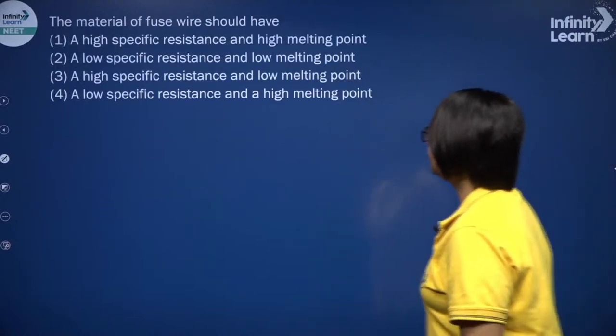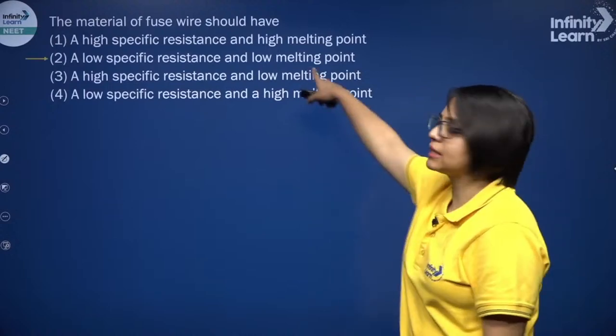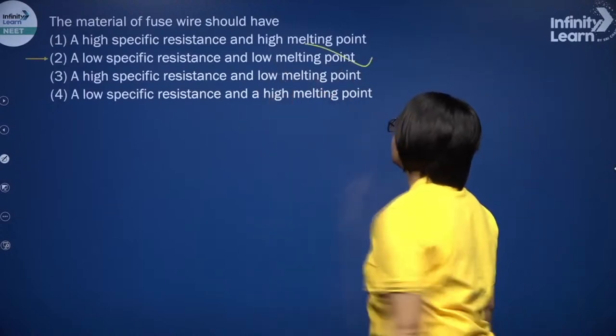Next is the material of fuse wire. It should have low specific resistance and low melting point. So correct answer is option 2.